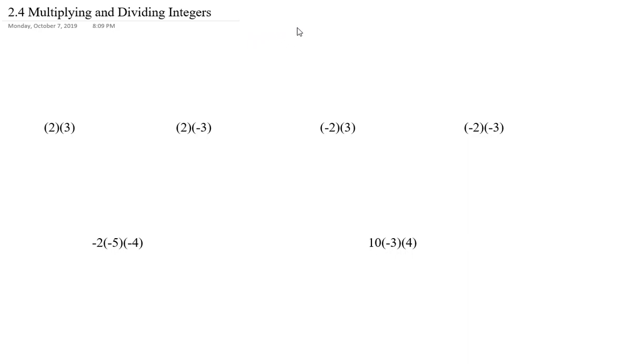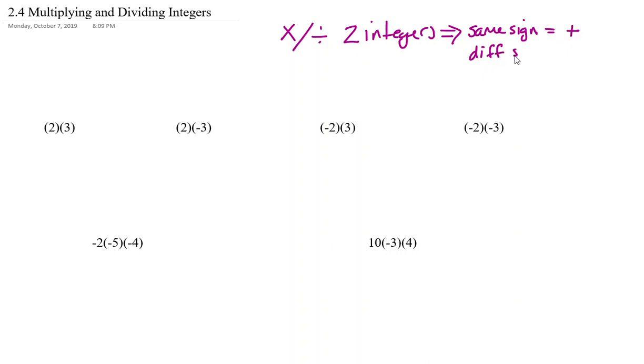So for multiplication and division, multiplying or dividing two integers, the rule is this: same signs, positive; different signs, negative. That's it. Let me show you.